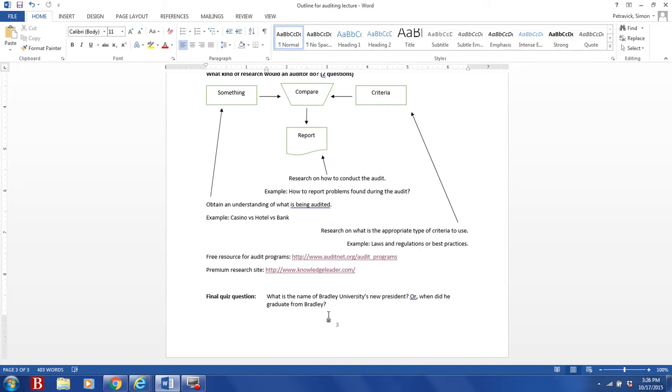So that finishes the lecture on Intro to Auditing. I've tried to provide some background on the auditing process. When we get in the computer lab and start using the computers, we'll do some examples of audit research.